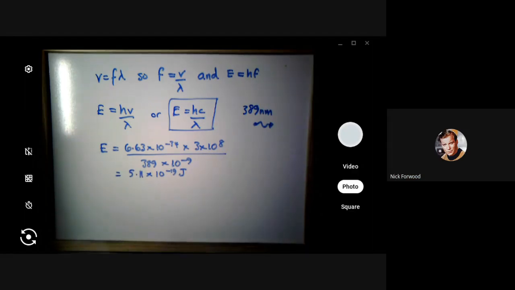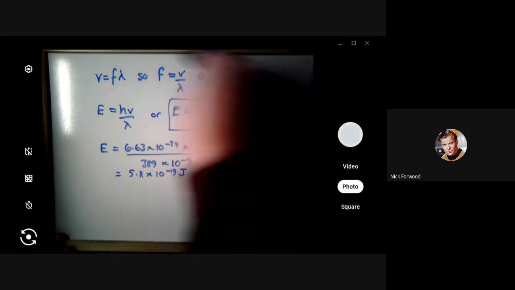Okay, let's have a look at the formula, that combined formula, in just a little bit more detail.